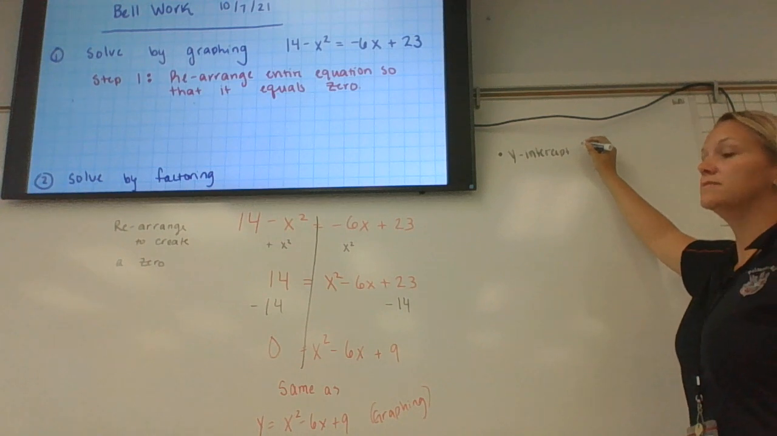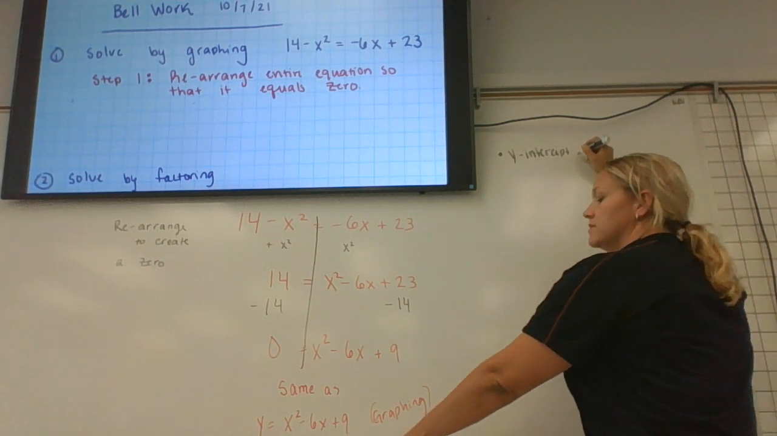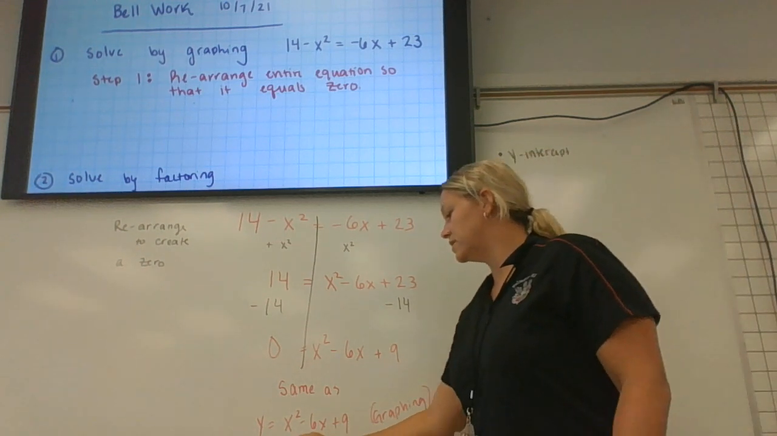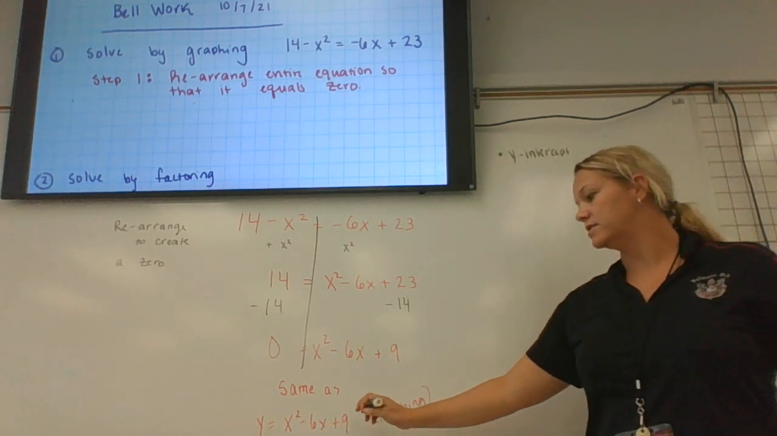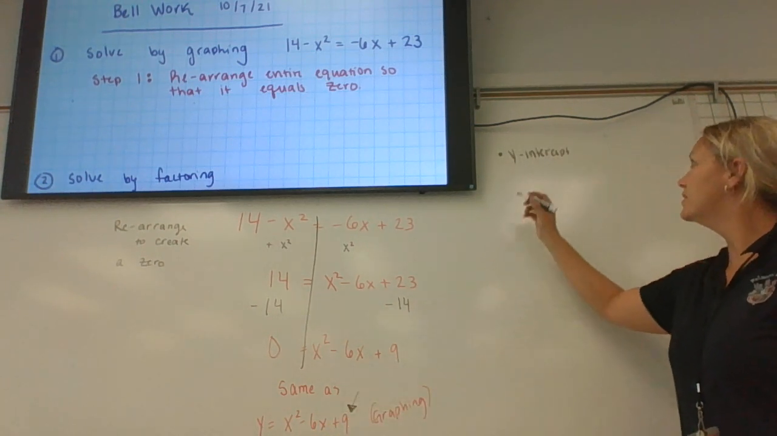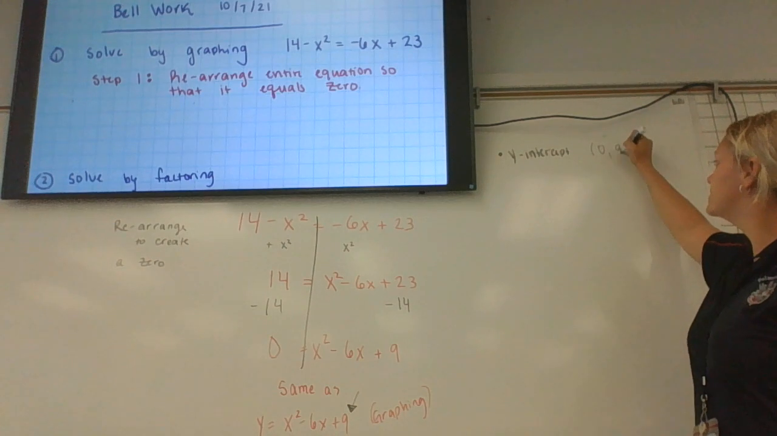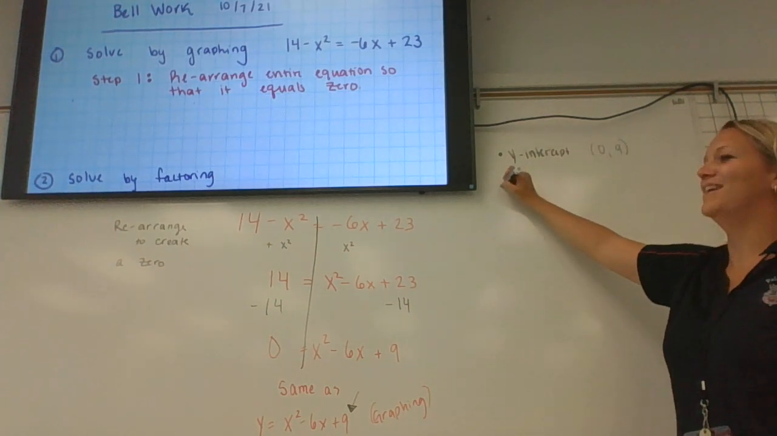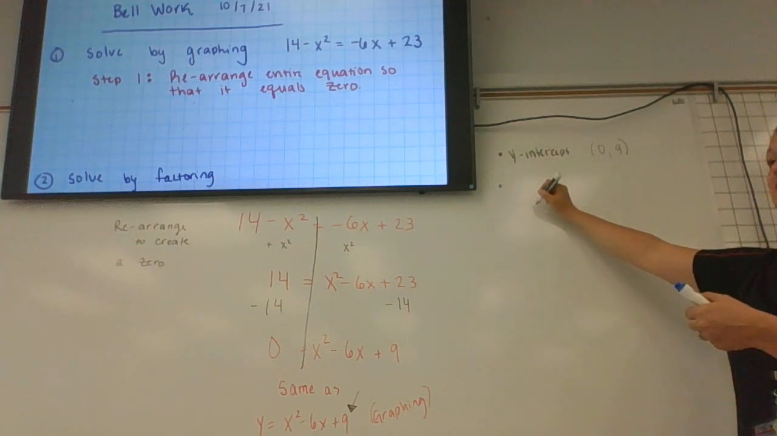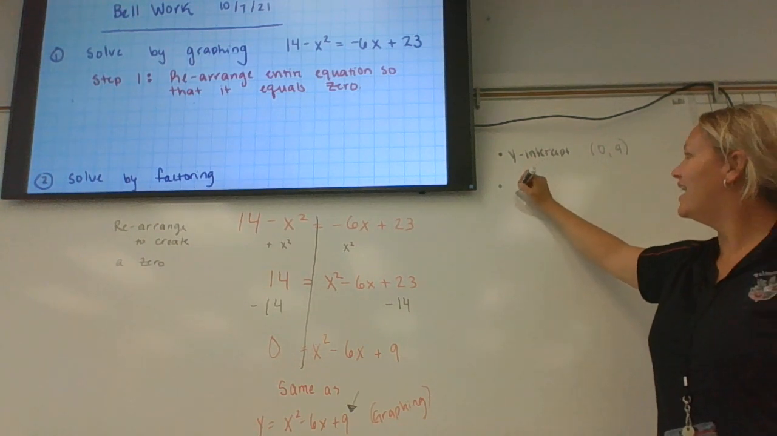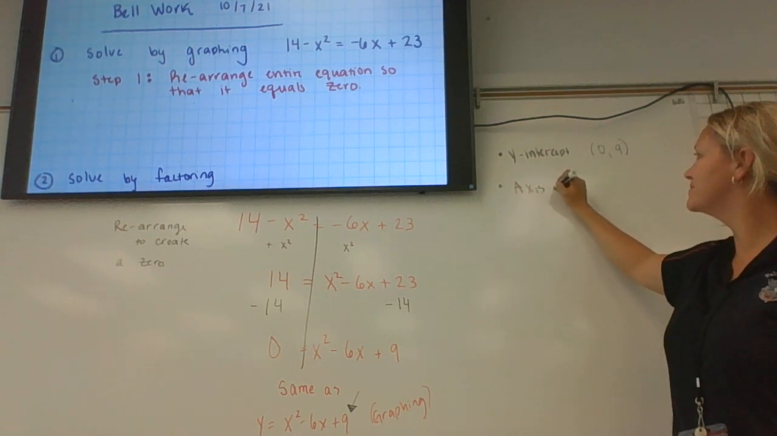What's the y-intercept of this one? 0, 9. That's the first step. The y-intercept is this number here. What goes after y-intercept? What's the next step? Axis of symmetry.